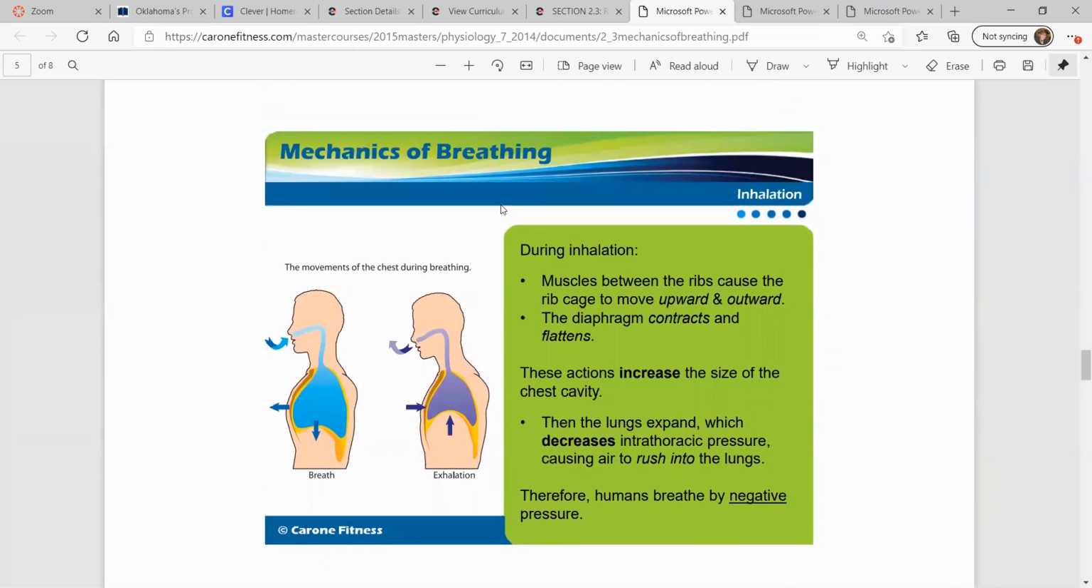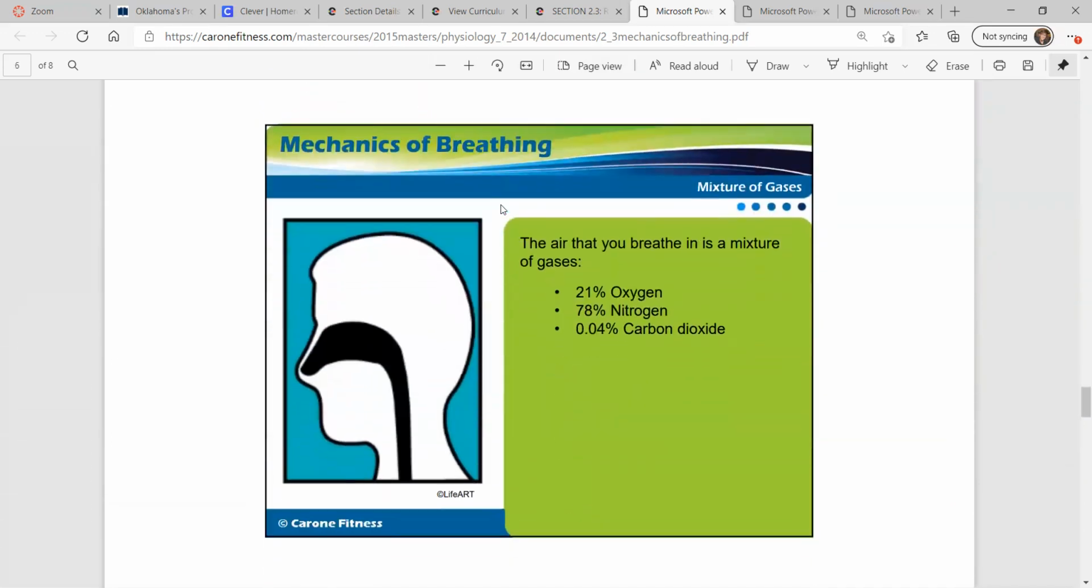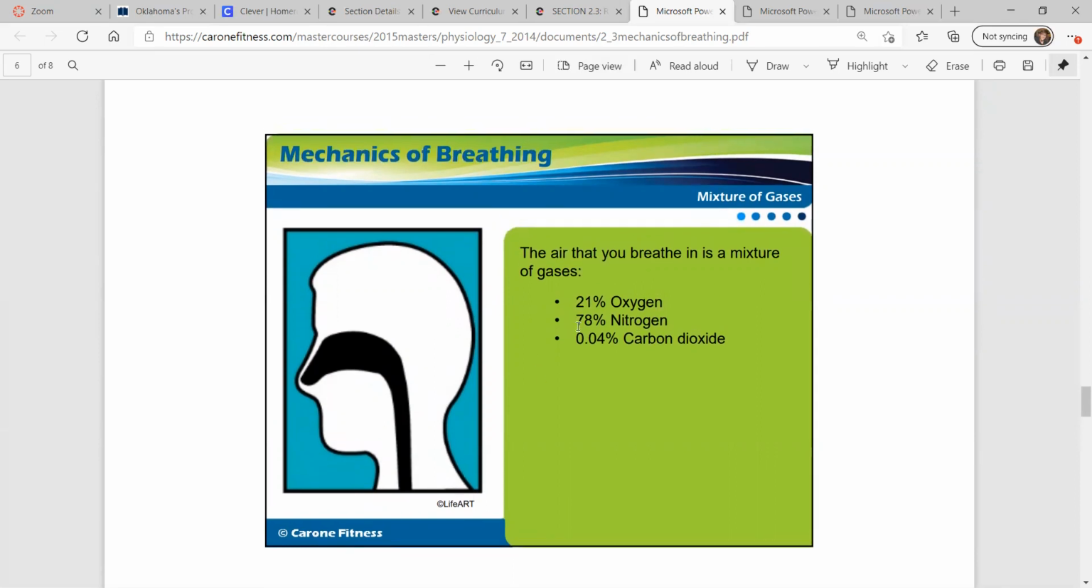During inhalation, muscles between the ribs cause the rib cage to move up and outward. The diaphragm contracts and flattens. That increases the size of your chest cavity. Then the lungs expand, which decreases the intrathoracic pressure, causing air to rush into the lungs. So that means we breathe with negative pressure. The lungs expand and the pressure inside is low, and thus air is forced into it through negative pressure. The air that you breathe in is a mixture of gases: 21% oxygen, 78% nitrogen, and 0.04% carbon dioxide, or CO2.